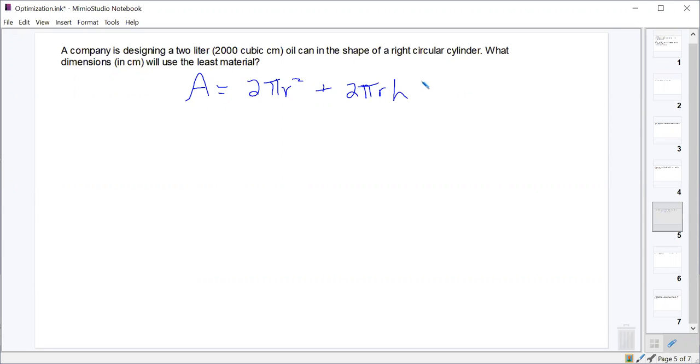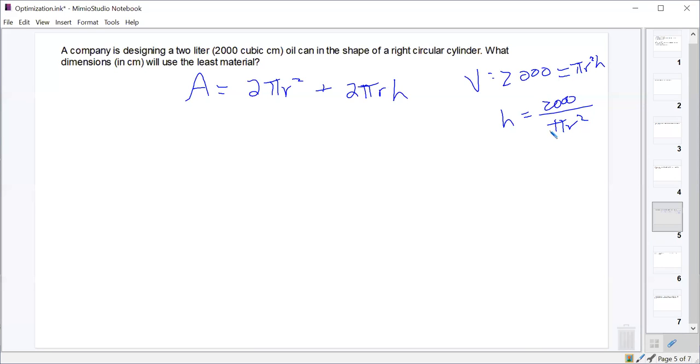And so the issue that we come across here is what? We've got what going on here in our surface area equation? There are 2 variables, which means we've got to find a way to relate the 2 variables so that we can cancel one of them out and write it in terms of the other one. So we're designing a 2-liter, 2,000 cubic centimeter oil can, which means that the volume must be 2,000. And what's the volume of a cylinder? Pi r squared h, which tells us that h is 2,000 over pi r squared.